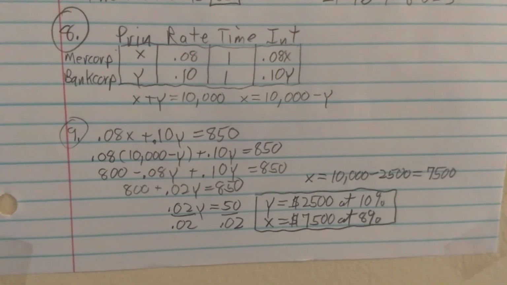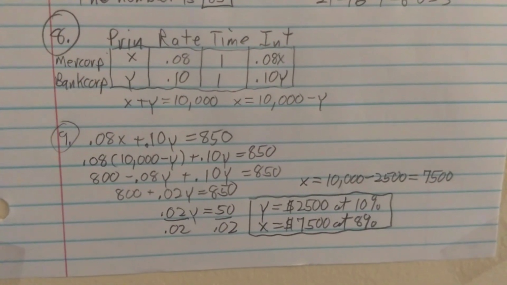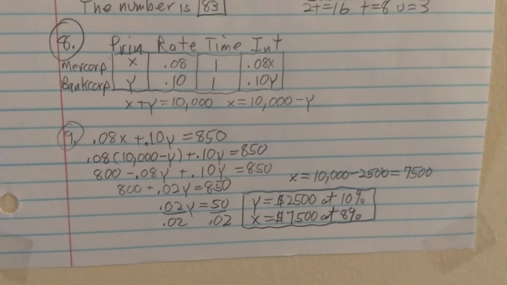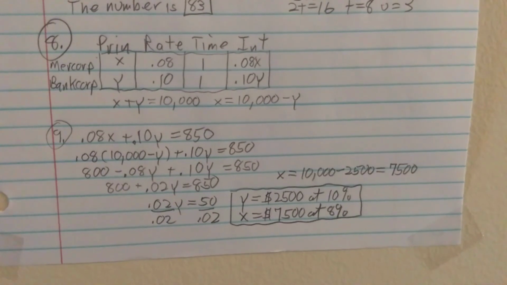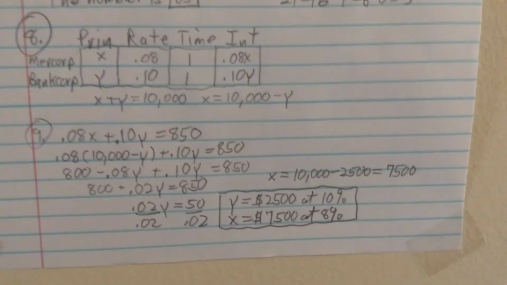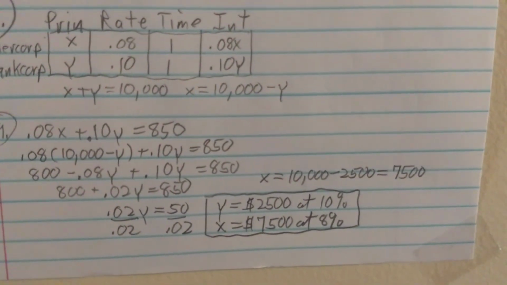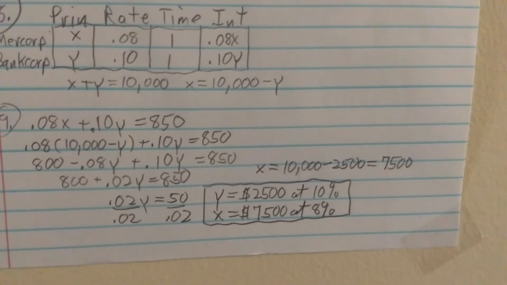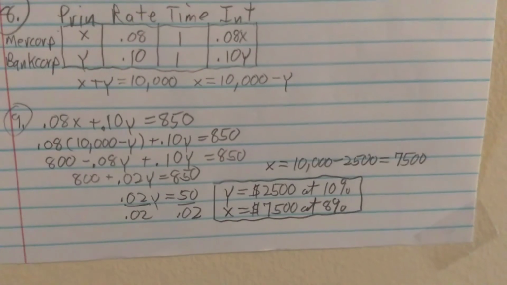Subtracting 800 from both sides, we get 0.02y equals 50. Dividing both sides by 0.02, we get y equals 2,500 at 10%. And then remembering that x is 10,000 minus y, x is 7,500 at 8%.